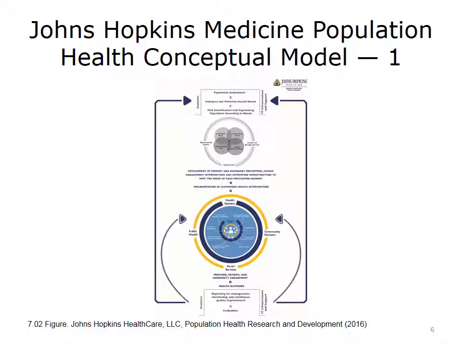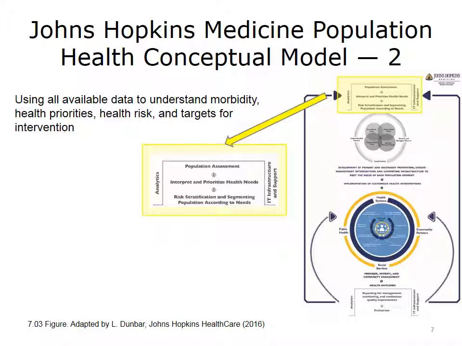Johns Hopkins Healthcare has developed a population health conceptual model, which begins with population prioritization and ends with evaluation of population health management interventions. We will discuss their conceptual model in pieces, and we begin with the population assessment at the top of the model, which is highlighted here and is also enlarged on the left-hand side of the slide. This portion of the model involves using all available data to understand the morbidity of a population, the health priorities, health risk, and the target for intervention.